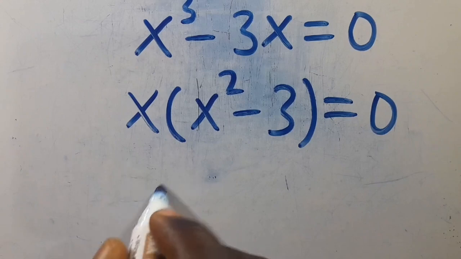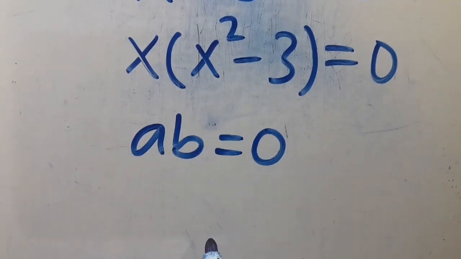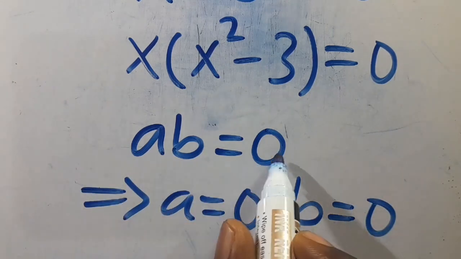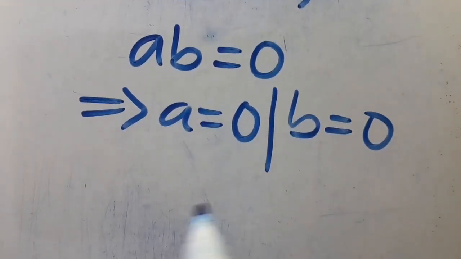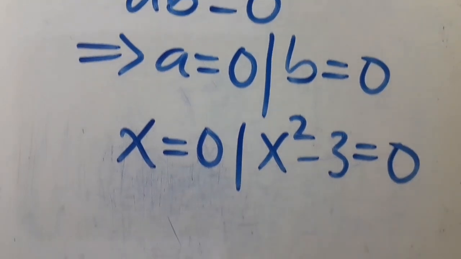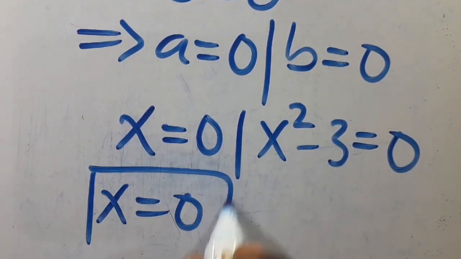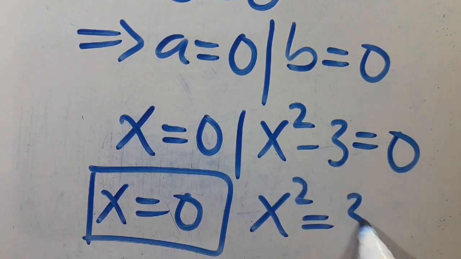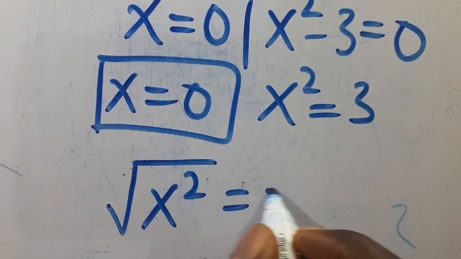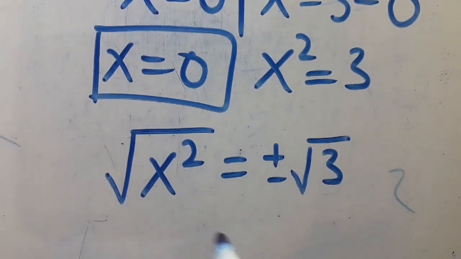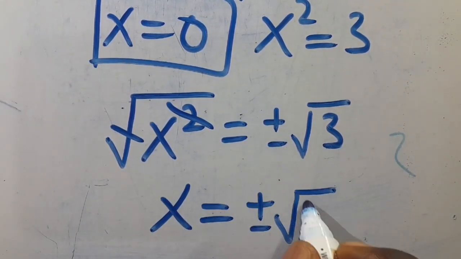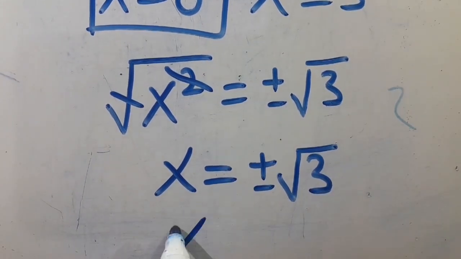For this expression to be equal to 0, because when you have AB equals 0, this implies that A equals 0 or B equals 0, likewise we have either x equals 0 or x squared minus 3 equals 0. So we have x equals 0 as the first solution. Then from here we have x squared equals 3. Taking the square root of both sides, root of x squared equals positive or negative root of 3. The root and the square cancel, so we have x equals positive or negative root 3. Mind you that we have another solution, x equals 0.